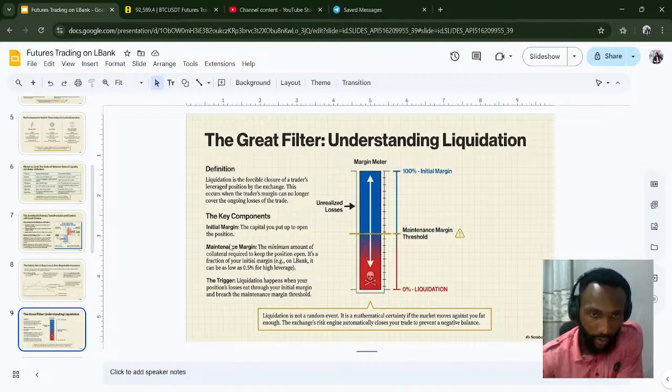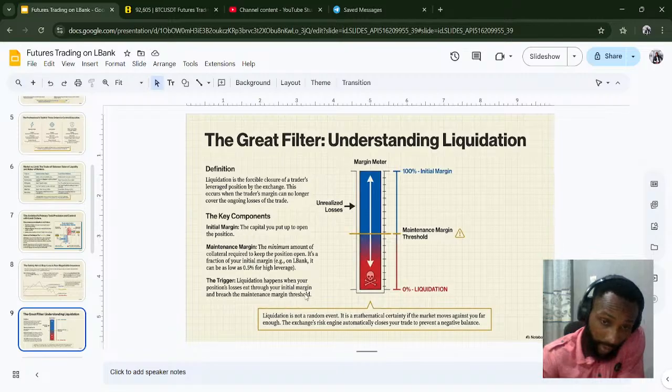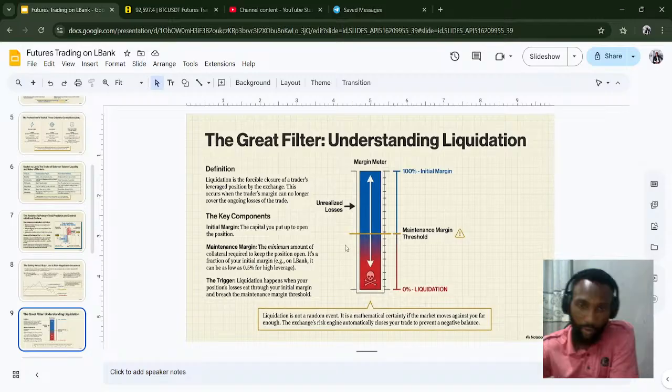So let me take maintenance margin again. You know what the initial margin is, the capital you put up in the position. The maintenance margin is the minimum amount of collateral required to keep the position open. It's a fraction of your initial margin. For example, on LBank, it can be as low as 0.5% for high leverage. So the trigger, liquidation happens when your position losses hit your initial margin and breach the maintenance margin threshold.